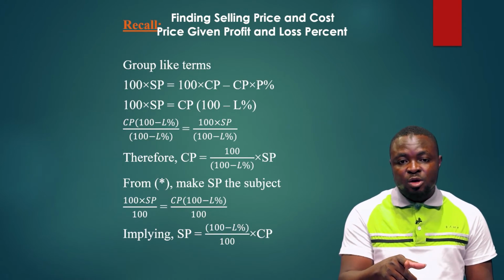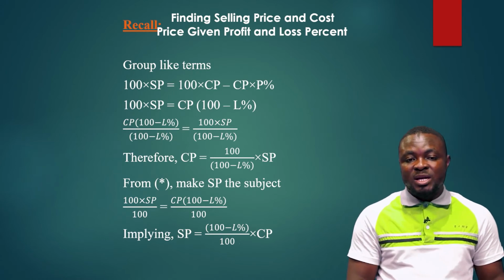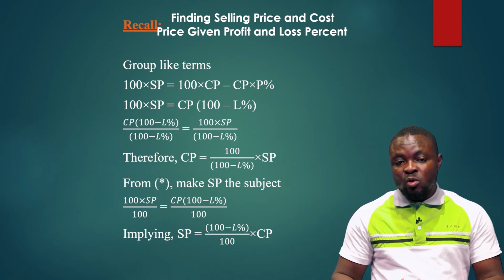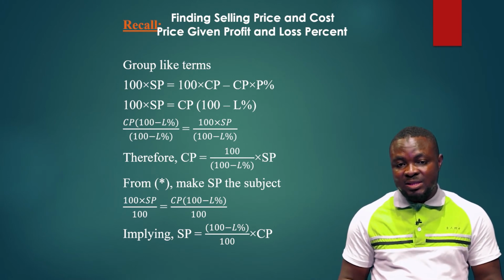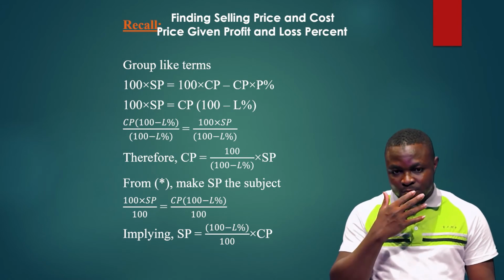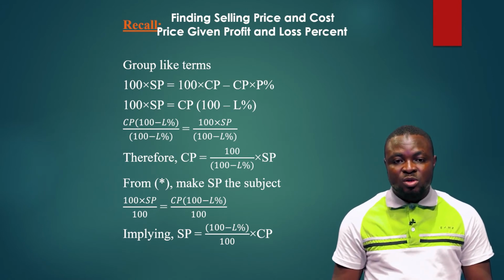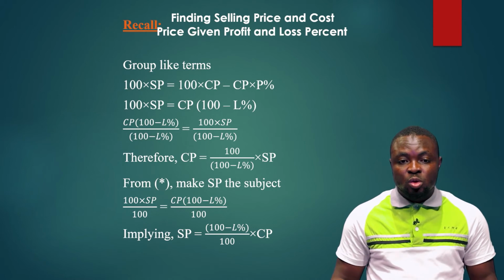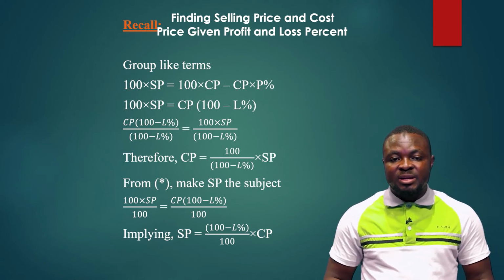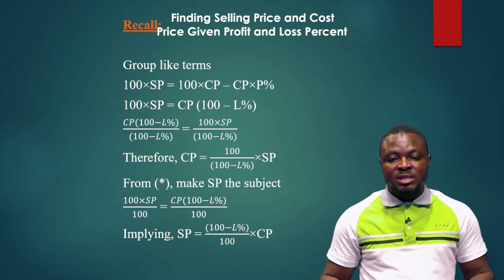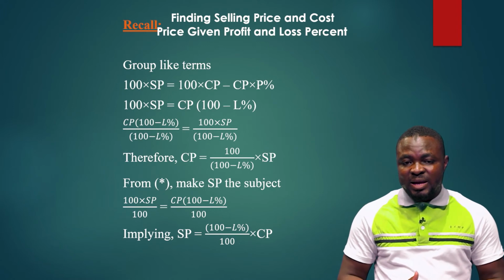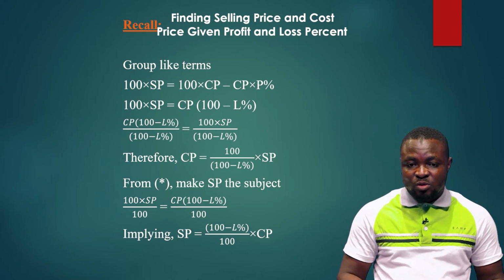From here, you can write cost price as a function, or in terms of other variables. Divide by 100 minus loss percent. If you do so, then you have your cost price equal to 100 divided by 100 minus loss percent times selling price, just similar to what we did earlier in the case of profit percent.